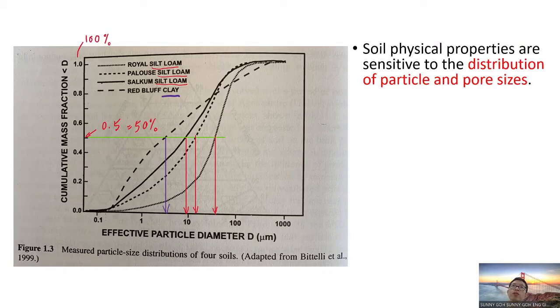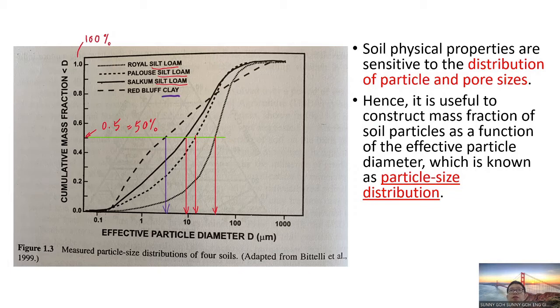All right. So soil physics properties are sensitive to distributions of particles and pore sizes. Hence, it is useful to construct mass fractions of soil particles as a function of effective particle diameter, which is known as particle size distribution. So this diagram here shows you the plot of particle diameters versus the cumulative mass fraction. In the end you will get 100%. So 1.0 is actually referring to 100%, and the particle diameter is actually referring to the size of the sieve.